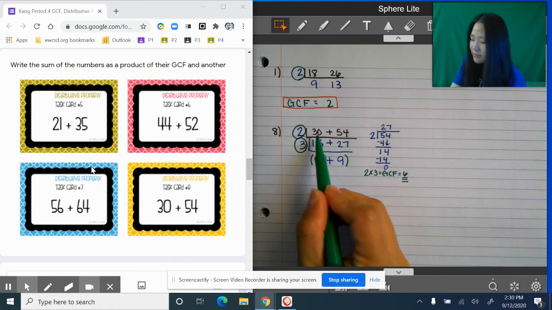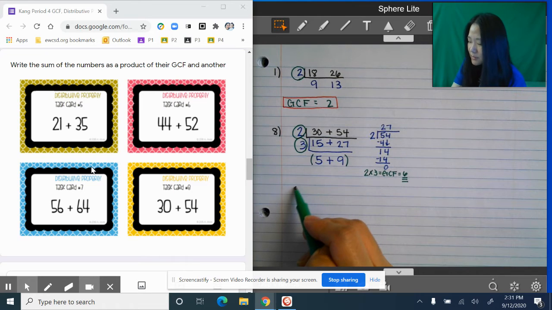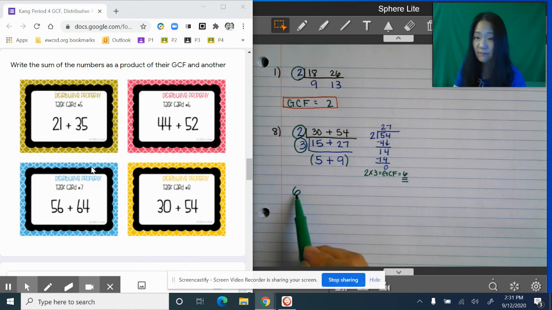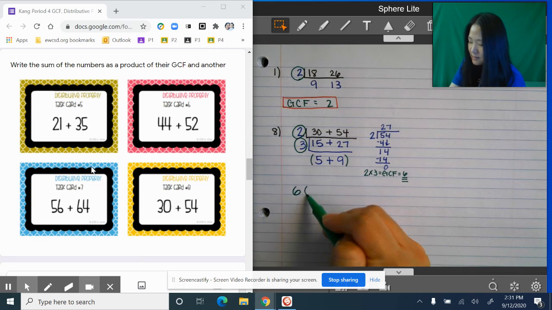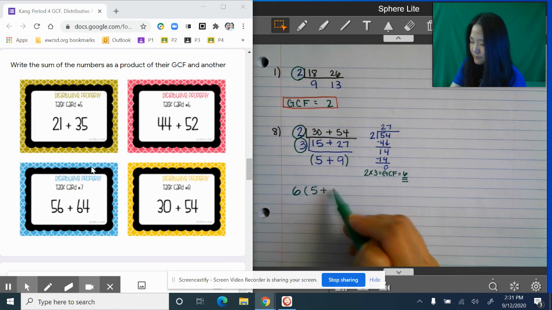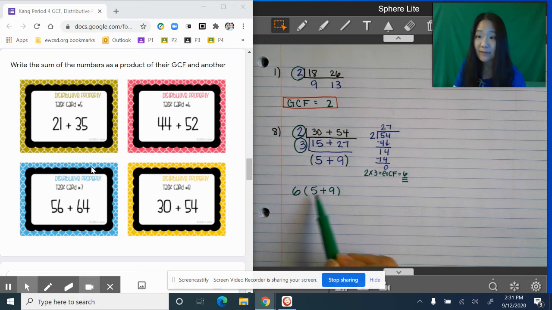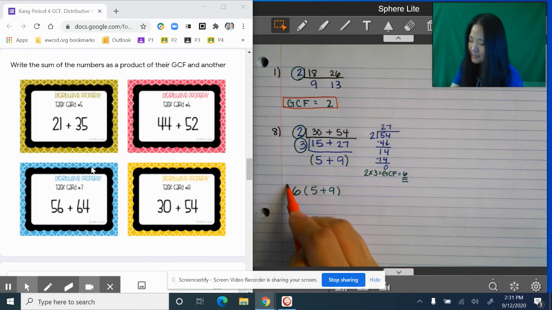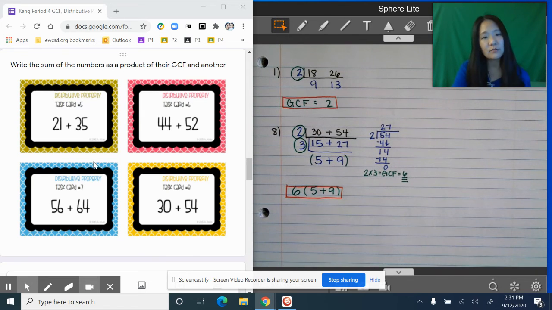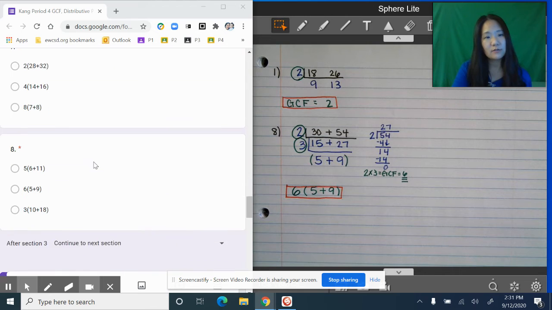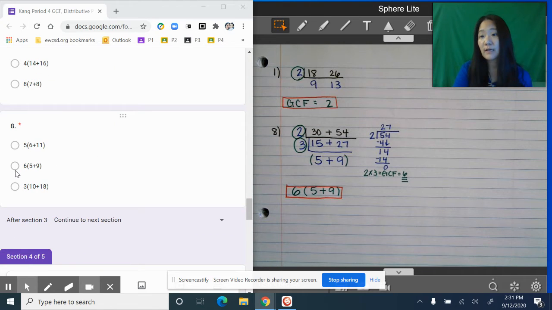You're going to rewrite the sum as a product of the GCF, which is 6, and another sum. This means 6 times, parentheses, 5 plus 9. And box the answer. For these 4 problems, it's actually multiple choice, so when you go to number 8, you just need to choose the right answer.